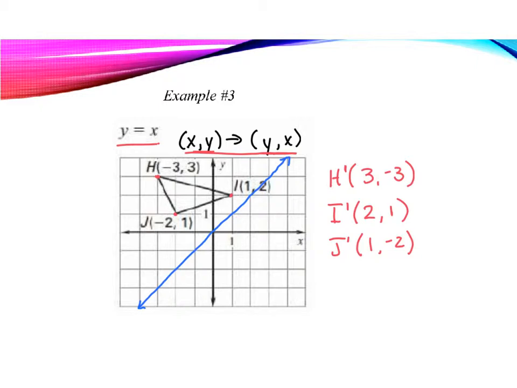So now let's plot these points. Here are the points plotted. I went ahead and did that. And the next step is just connect the dots. So I'm going to connect them. Okay, so maybe you can see this a little bit better, that this is the reflection of that HIJ across the line I drew, y equals x.